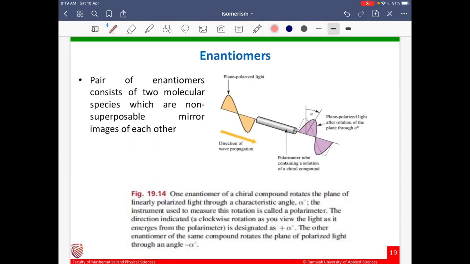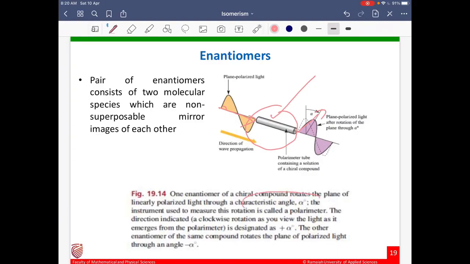So what is an enantiomer? A pair of enantiomers consists of 2 molecular species which are non-superimposable mirror images of each other. For example, you pass plane polarized light through a polarimeter tube which contains a solution of the compound that you have taken, and you see in which direction it rotates. If it is rotating to dextro, then we will call it D. If it is rotating left, then we will call it L. Now, not only the direction, what is the angle?